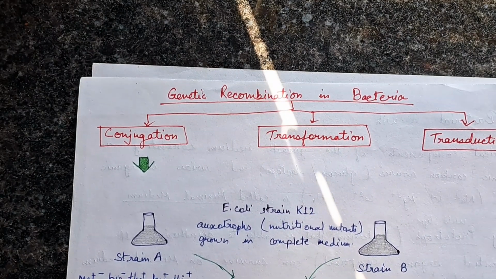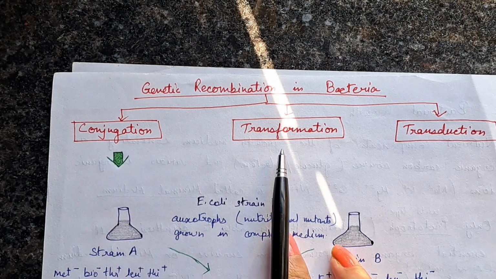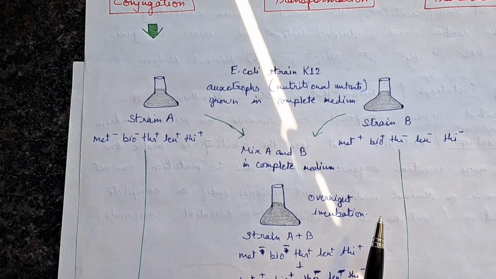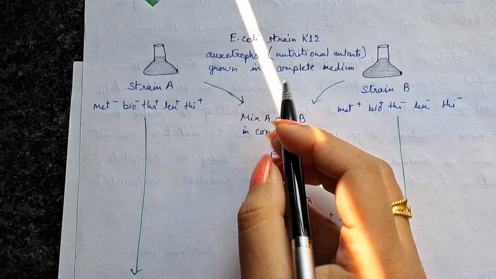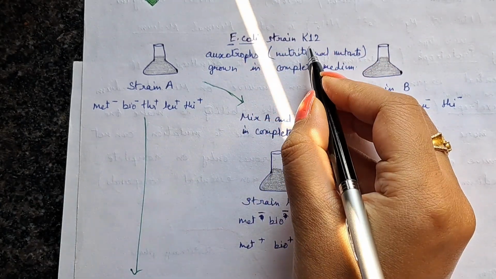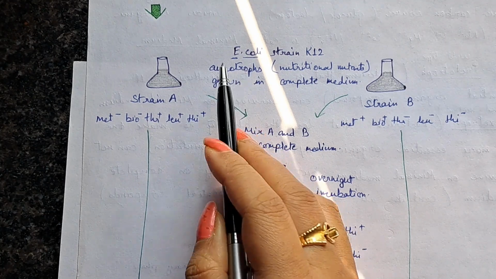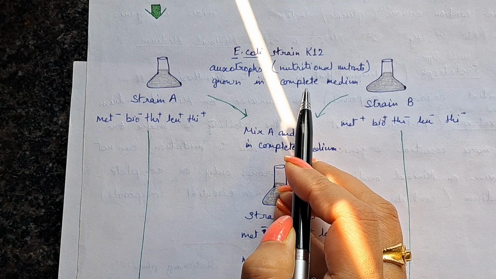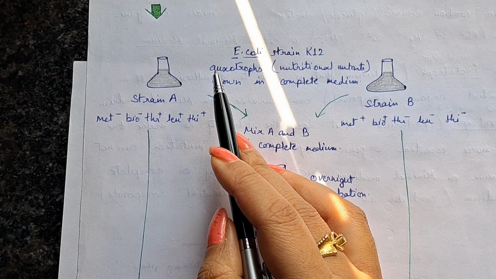So we'll be talking about genetic recombination in bacteria. Basically there are three processes: conjugation, transformation and transduction. Let's talk a little bit about conjugation. Here I have taken one example, E. coli strain K12. These are auxotrophs, that is, nutritional mutants, grown in complete media. Complete media means it contains all the nutrients that are required for them to grow. But they are auxotrophs.